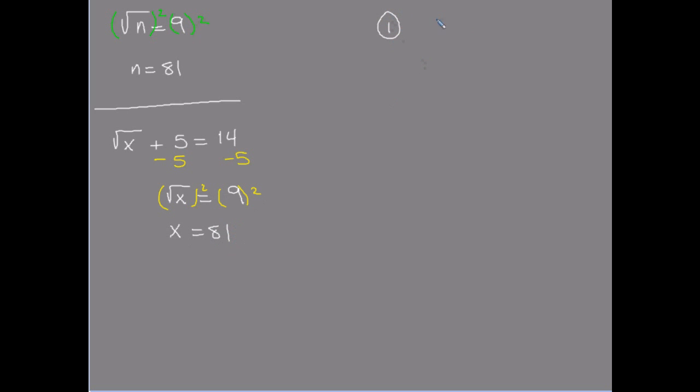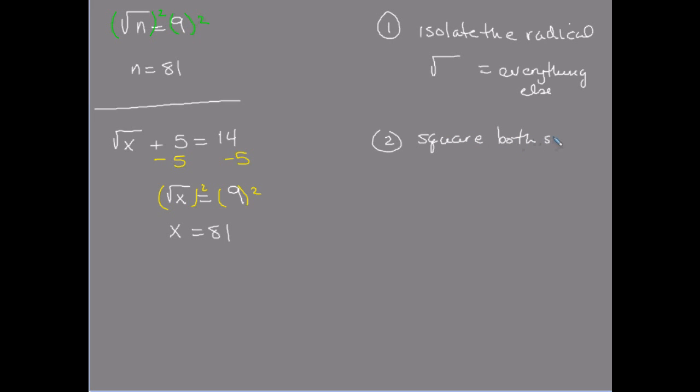So our first step will be to isolate the radical. So I'll have radical whatever is equal to everything else. My second step is then to square both sides. And then my third step is to solve any resulting equation if necessary.